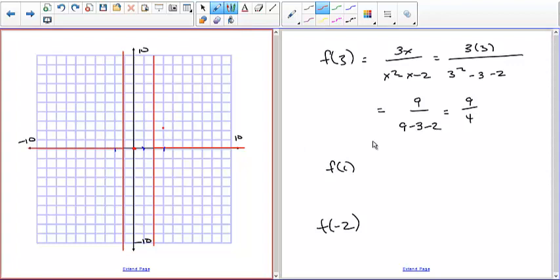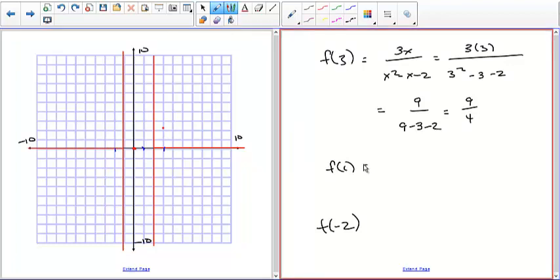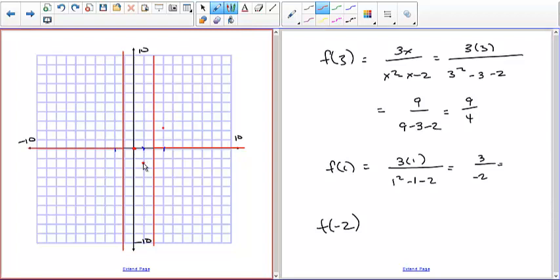We can do f of 1. So we do 3 times 1 over 1 squared minus 1 minus 2. So in the numerator we have 3. In the denominator we have -2, since 1 minus 1 is 0. So you get -1.5. So we can plot that. So here's x equals 1, y equals -1.5.